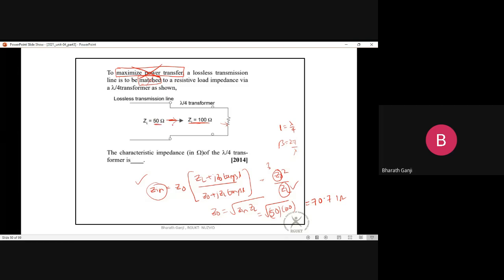So if you want to see a 50 ohm at the input port, then obviously you need to take a line impedance which is something like this. Is it okay?